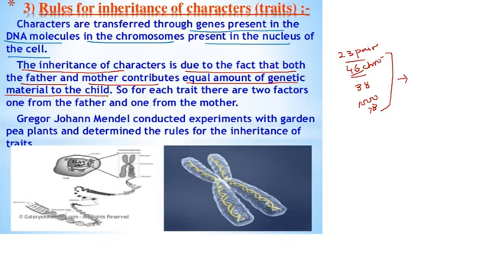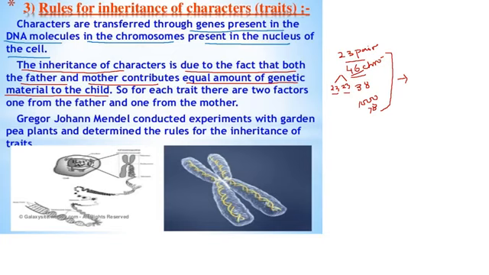Why are they even numbers? Because they have to be divided into two equal halves. 46 should be divided into 23 and 23. It means that both parents, father and mother, should contribute an equal amount of genetic material. So this is the rule of inheritance of characters.